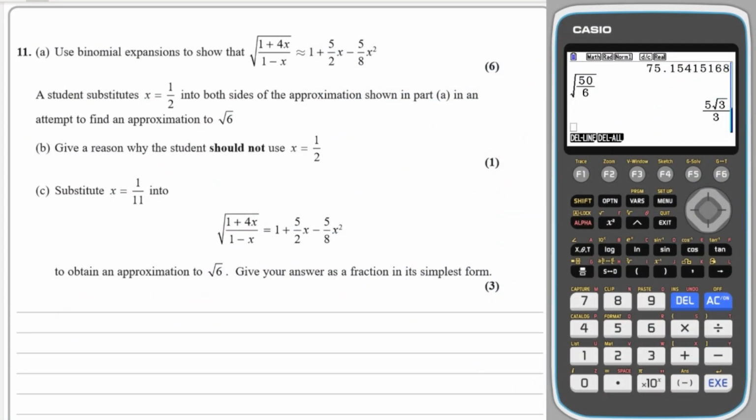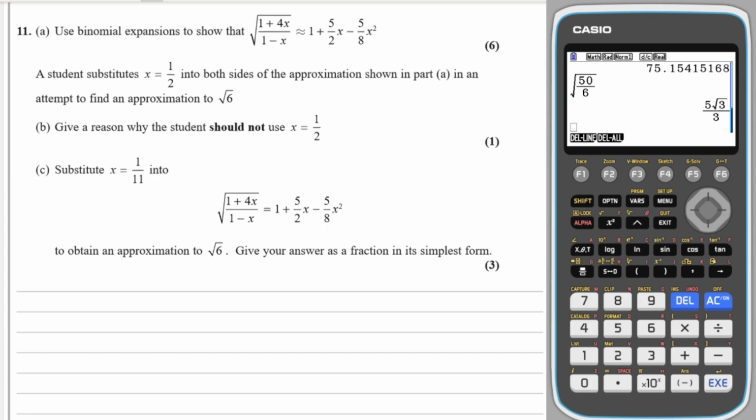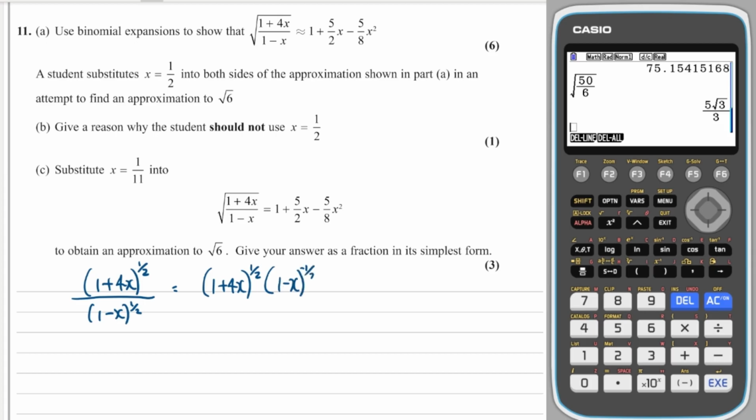Some beastly binomial. Use binomial expansions to show that this horrible thing is equivalent to this nice expansion. Okay, well, this is the same as 1 plus 4x to the power of a half over 1 minus x to the power of a half, which is equal to 1 plus 4x to the power of a half times 1 minus x to the power of minus a half.